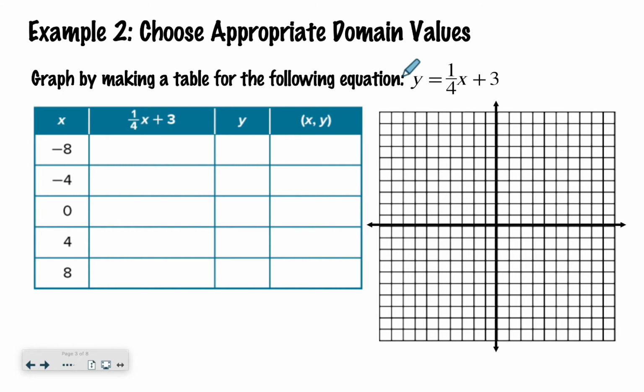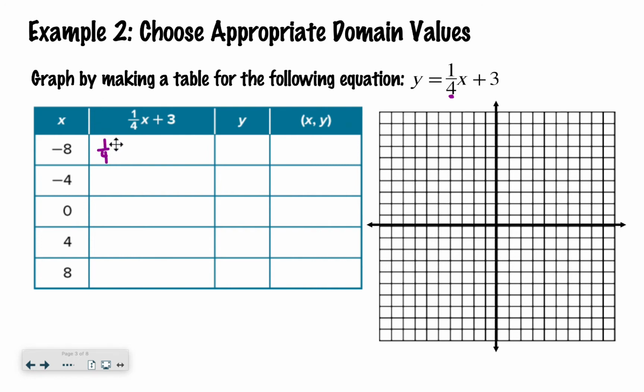But when you have a fraction, what you want to do is pick numbers that are multiples of the bottom number. Okay, so I want to pick multiples of 4. So that's why I have 4 and negative 4. And then 4 times 2 is 8 and negative 8. When you pick the multiples of the bottom number of the fraction, it's going to get rid of the fraction answer. Okay, so let's try that.